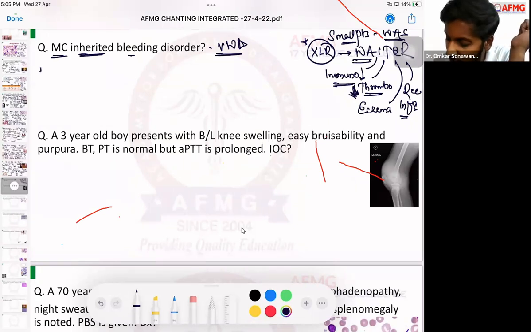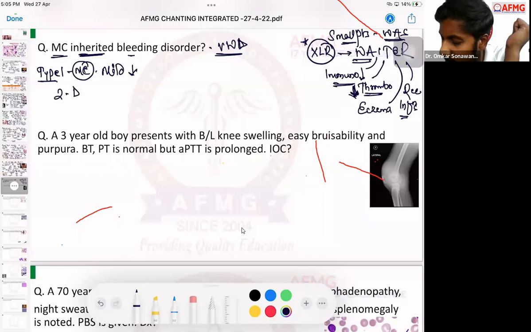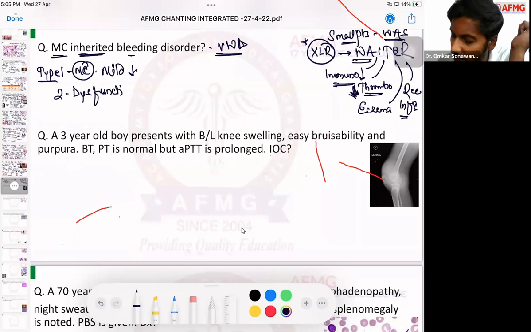Von Willebrand disease can be of three types. Type 1 is the most common, where there is a mild deficiency of von Willebrand factor. Type 2 has a normal concentration of von Willebrand factor, but the factor which is present is dysfunctional.